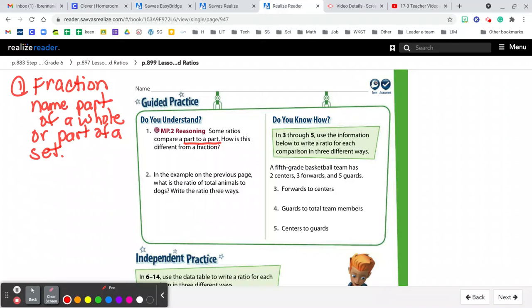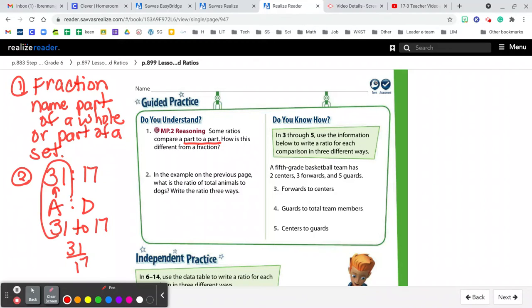In the example on the previous page, what is the ratio of the total animals to dogs? So instead of cats, we're going to do the dogs. So we know there's 31 animals altogether, and they want to know the total of animals to dogs. So we're going to have the total animals to the total dogs. We can write it 31:17, 31 to 17, or 31 over 17. Whatever's in this first position here is your numerator. Whatever's in the second position is your denominator.